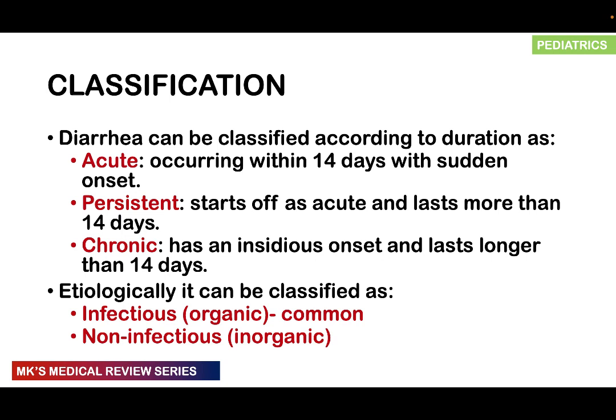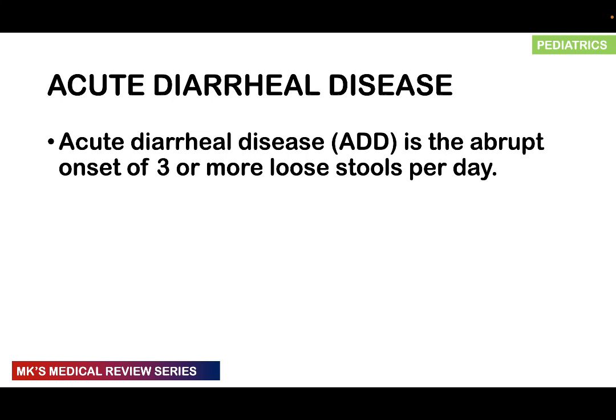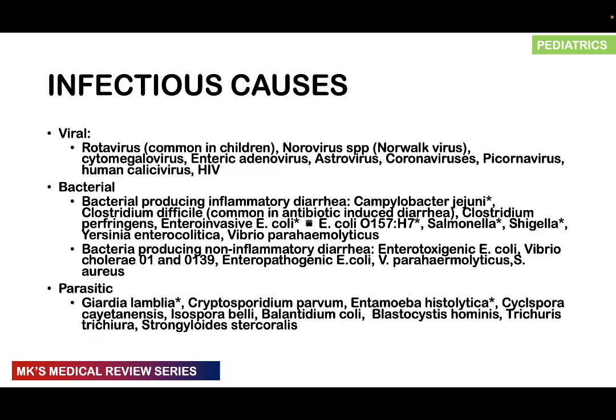Infectious causes or organic causes are common, and the vast majority of them are going to be infectious in origin. It could be bacteria, it could be viruses, which are very common in children. It could be fungi, it could be parasitic. Or indeed non-infectious causes or inorganic causes, which are not so common in children, but they can occur, and they can be a cause of persistent diarrhea. They may also be a cause of chronic diarrhea. Remember, when you talk about acute diarrheal disease, it's an abrupt onset of 3 or more loose stools per day.